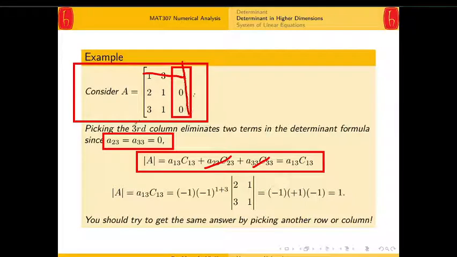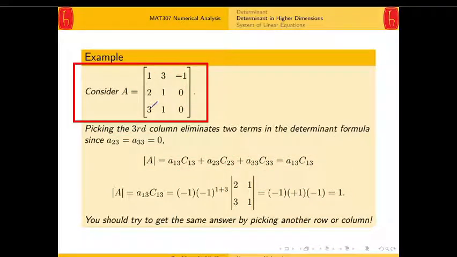This entry is basically -1, and the cofactor corresponding to this entry will be, if we delete this row and this column, we will have the matrix 2, 1, 3, 1. If we take the determinant, this will be negative 1. Negative 1 times positive 1, this will be just 1. And we can find the determinant of this matrix easily like that. You should try to get the same answer by picking another row or column, for example this row, maybe, to make things harder. No matter which one you choose, you should get the same answer, 1.